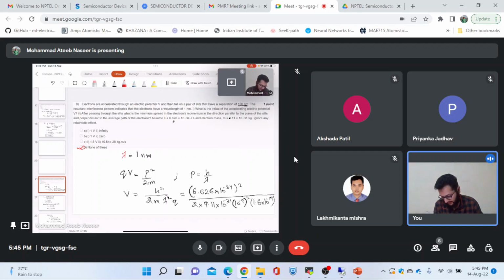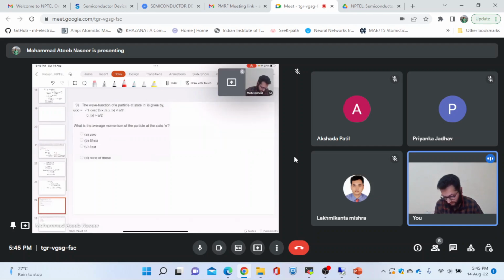Now if we move to another problem from the assignments, it was that we have a wave function given by root 3 cos of 2 pi x by a between the limits minus a by 2 to a by 2. What is the average momentum of this particle in the nth state?